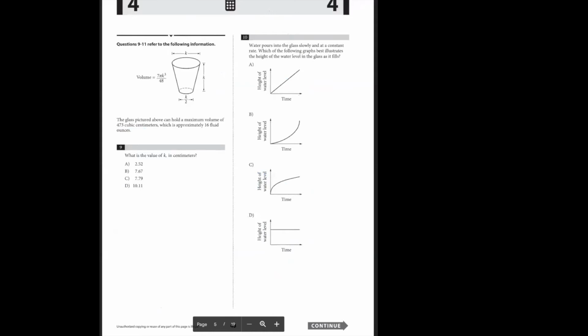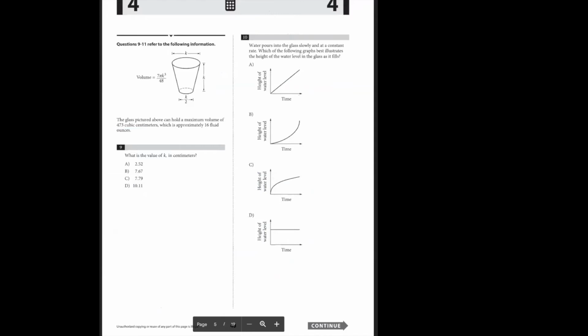All right, and number 10. It says water pours into the glass slowly and at a constant rate. Which of the following graphs best illustrates the height of the water level in the glass as it fills? So this is a weird problem because you can't really do any math to get it. You kind of just need to know how water fills in a cup in order for it to make sense.